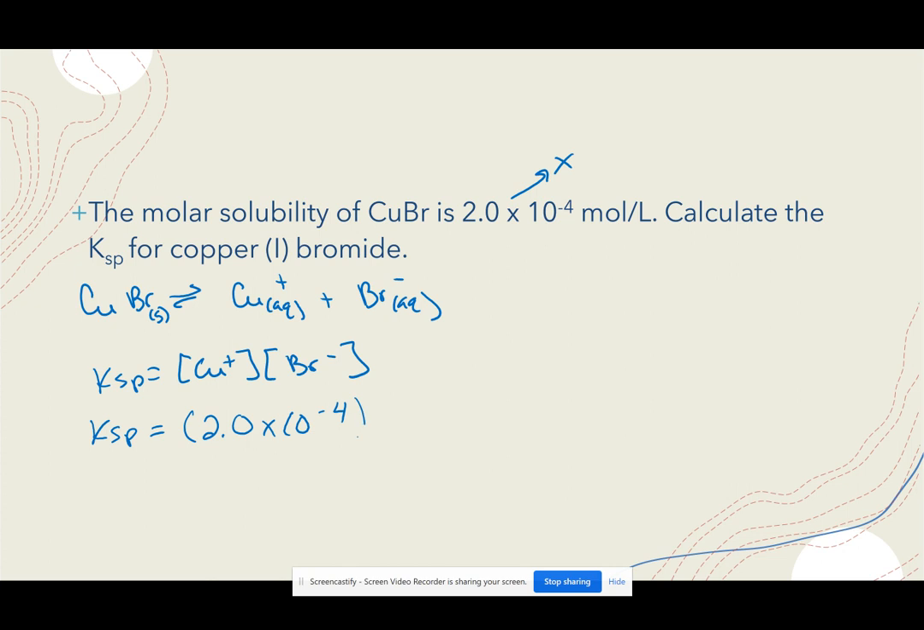So copper is 2.0 times 10 to the negative 4. Bromide is 2.0 times 10 to the negative 4. So my Ksp is going to be 4.0 times 10 to the negative 8.